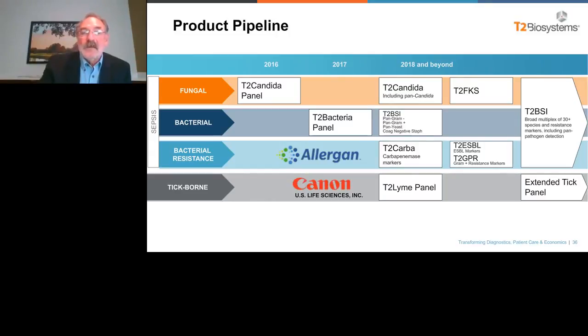We will also then continue to develop T2 BSI, or bloodstream infection, which has pan-gram negative, pan-gram positive, pan yeast, and coagulase negative staph, and will ultimately develop resistance markers. And we have collaborations with a pharmaceutical company, Allergan, to develop T2 Carba, which will have carbapenemase markers, T2 ESBL, and T2 gram-positive resistance markers, so that we will eventually, to 2018 and beyond, have broad, multiplex, 30-plus species and resistance markers, including pan-pathogen detection, to aid in the fight against sepsis.